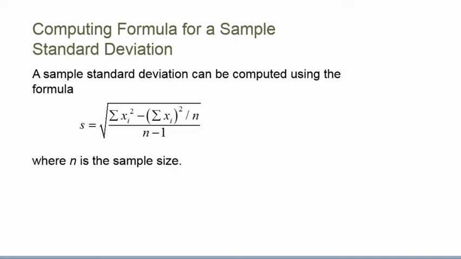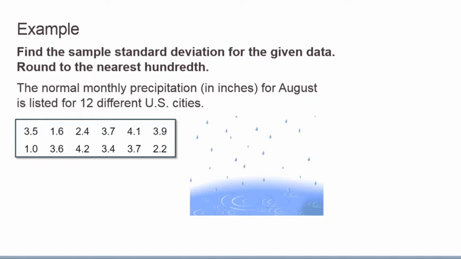Example. Find the sample standard deviation for the given data. Round to the nearest hundredth, which is 2 decimal places. The normal monthly precipitation in inches for August is listed for 12 different U.S. cities. In our table, we have 3.5, 1.6, 2.4, 3.7, 4.1, 3.9, 1.0, 3.6, 4.2, 3.4, 3.7, 2.2.